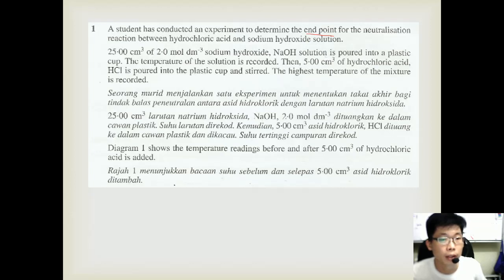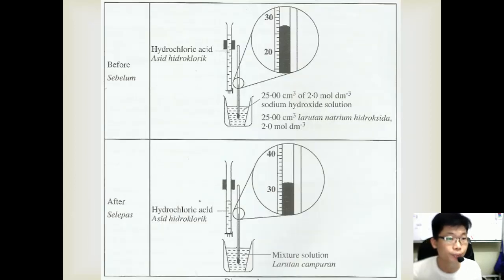Temperature of the solution is recorded. Then 5 cubic centimeter of hydrochloric acid is poured into the plastic cup and stirred. So the highest temperature of the mixture is recorded. So the diagram shows the temperature reading before and after. Okay, before and after the hydrochloric acid is added. So let's look into the diagrams here.